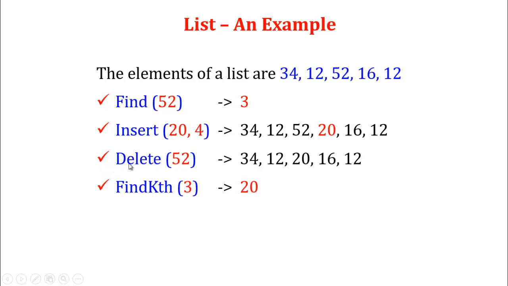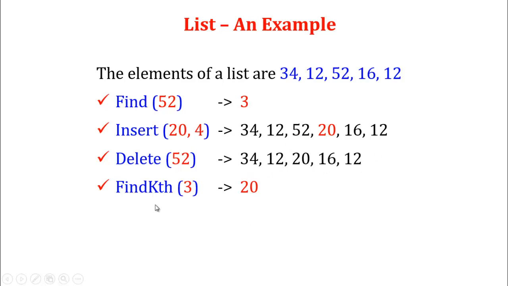And then if you are going to delete a certain element present in the list, I am going to delete the exact element 52. Delete 52, where 52 is the parameter. I am going to delete the 52. After deleting, the remaining elements present in the list are 34, 12, 20, 16, 12.